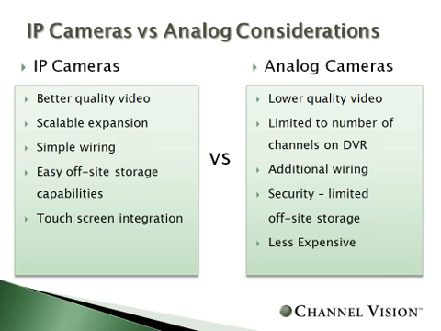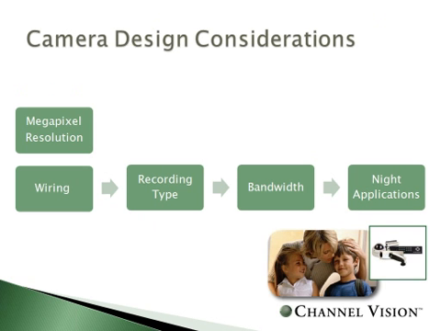So if we're looking at a couple considerations, these are 5 things that we'll be talking about today that you need to take into consideration when you're doing an IP-based system. Megapixel resolution, your wiring, your recording type, bandwidth, as well as nighttime considerations for nighttime applications.